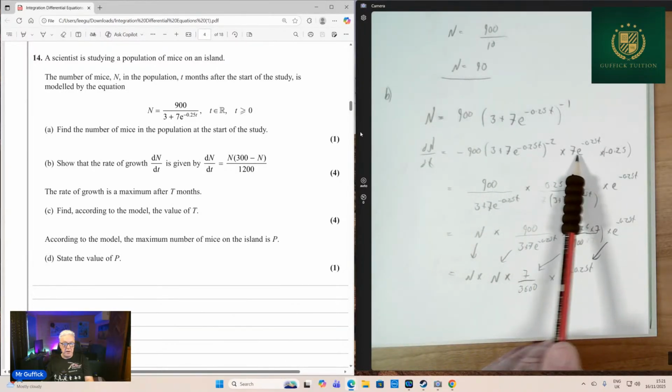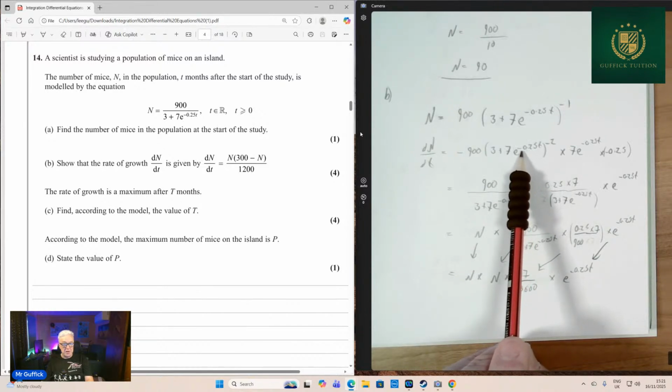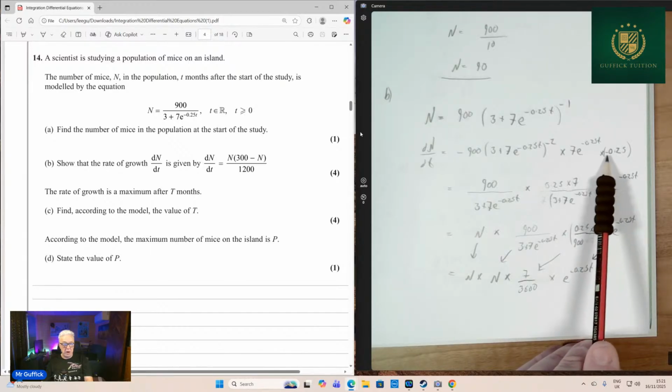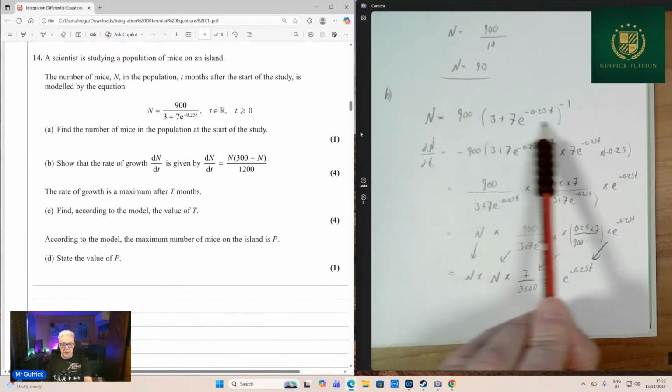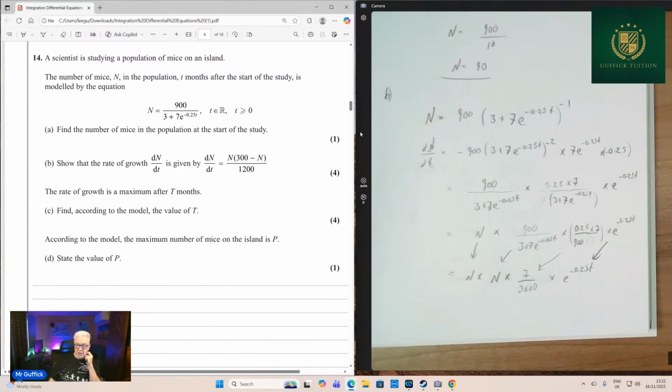So I write that down. But then we've got to times by the derivative of the inner function, which is the minus 0.25t. So when you differentiate that, you just get minus 0.25. So when you use the chain rule to differentiate that expression, you get this really horrible thing here. Now, the difficult thing is we've got to try and prove that this is equal to n times 300 minus n over 1,200.